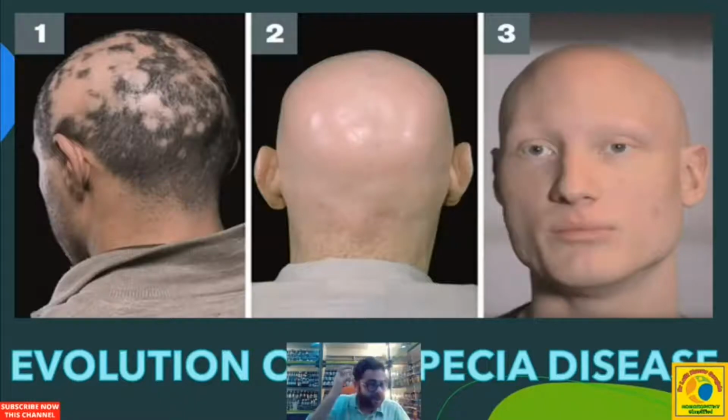The person first has a very small single patch of hair falling, or alopecia areata. Then after some months he will find that the patch is increasing in diameter, and at the same time another patch appears, until it spreads over the complete head. Then this patient of alopecia areata evolves into alopecia totalis, and when this alopecia totalis gets worse with time, the patient becomes a patient of alopecia universalis. I hope you are getting my point.